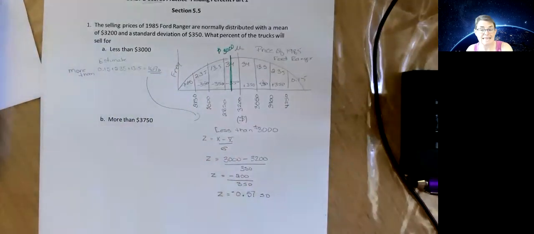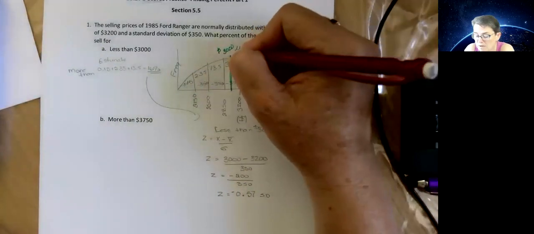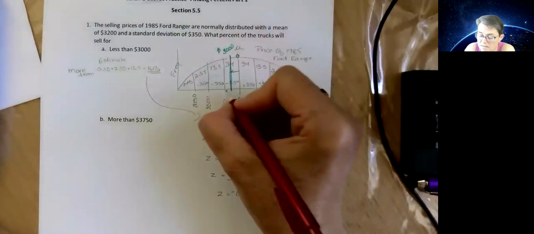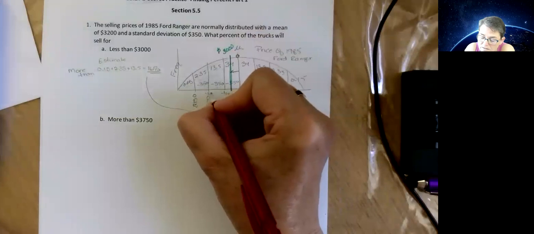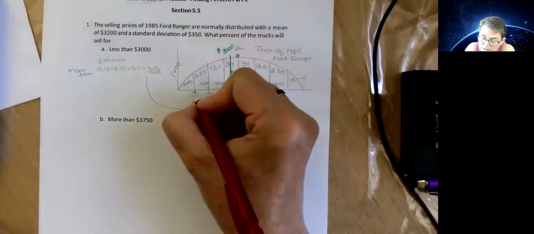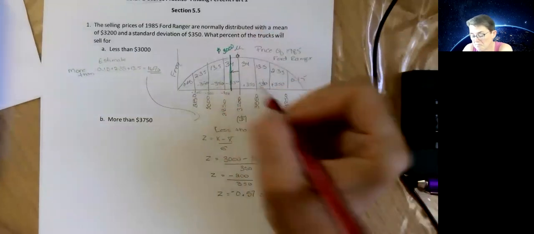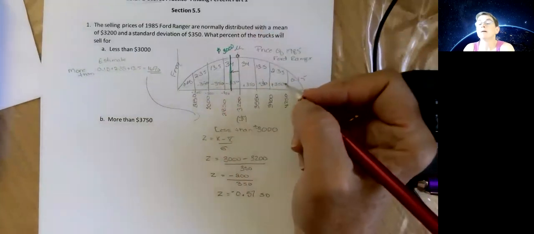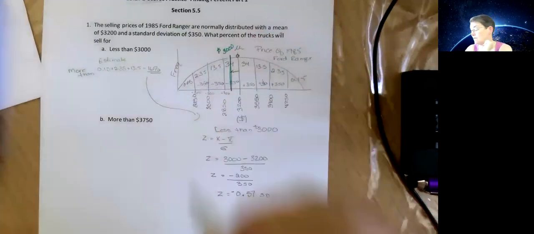Now, let's see if that looks right. Here is your mu, that's basically the zero point, and it says my line is minus 0.57. Yep, that looks good, because this is the negative 1 standard deviation, negative 2, negative 3. You knew that. So that seems reasonable. But the question didn't ask for how many standard deviations. It asked for the percent.